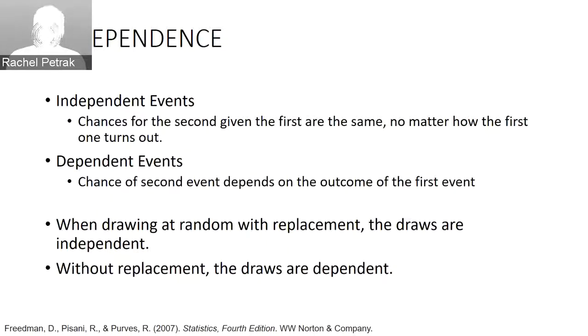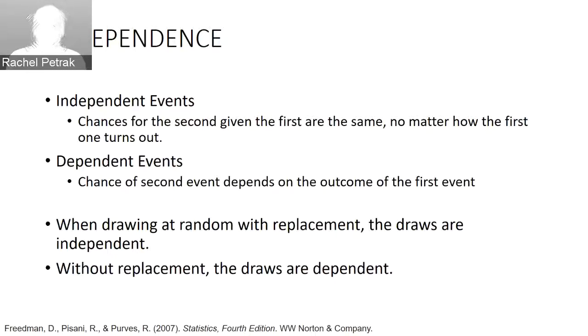They're always independent tosses. In dependent events, the chance of the second event depends on the outcome of the first event. So you can consider two things independent if you've got the same chances. The chances for the second event stay the same no matter how the first one turns out. But with the dependent events, the chances of the second event are going to be directly dependent on the outcome in the first event, as in drawing without replacement from the box.